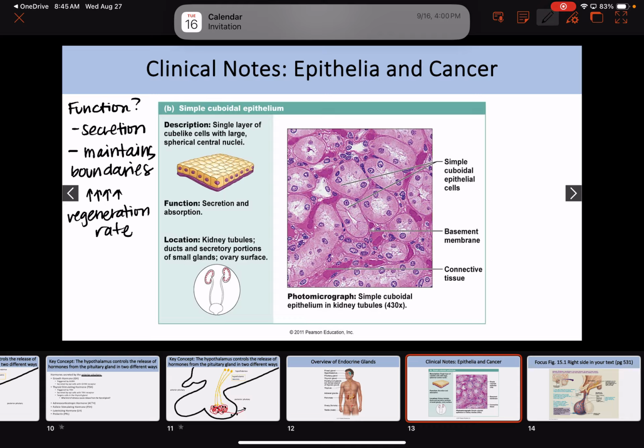So if we have a high regeneration rate, what process that you learned about in B32 is happening a lot? Mitosis. So lots of mitosis. And so you probably learned the more mitosis that occurs, the more mistakes that can happen, and you're more likely to develop what? Cancer. So this makes cancer more likely than other tissues because of its high regeneration rate.